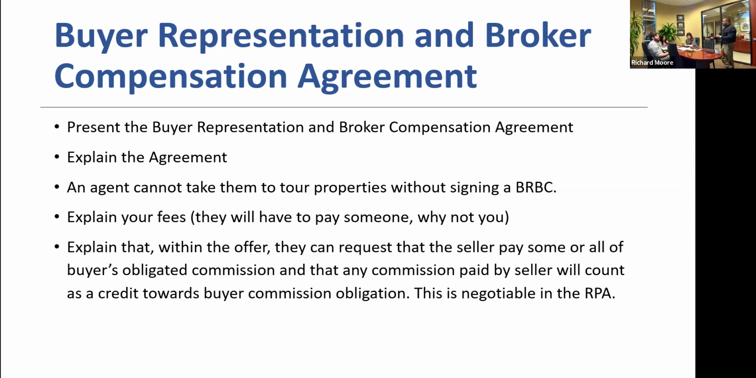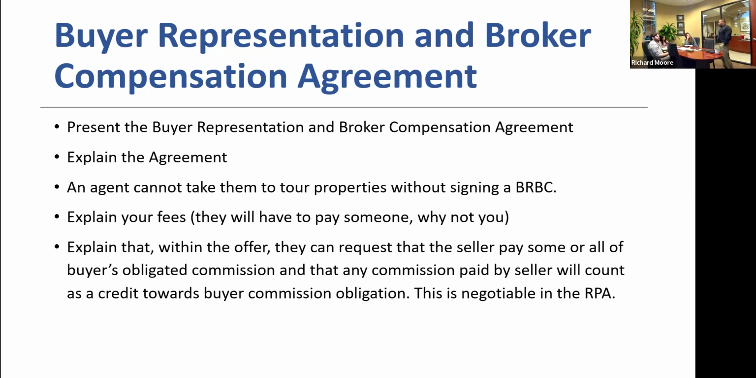There's a section in the contract, and you can show them that, because you have a copy of it, where we can ask the seller to pay for that. We can ask them to pay for all of it. We can ask them to pay for some of it. So anything that the seller pays for, as far as my commissions, it credits towards what you owe me. So if you agree to pay me 3%, and the seller counters and says, we're only going to pay 2%, then you only owe me 1%. Because they're paying the other 2%.